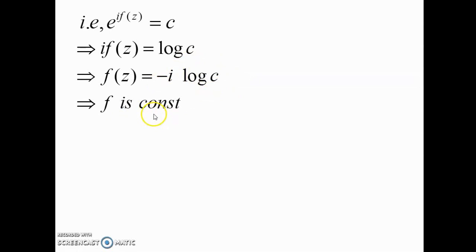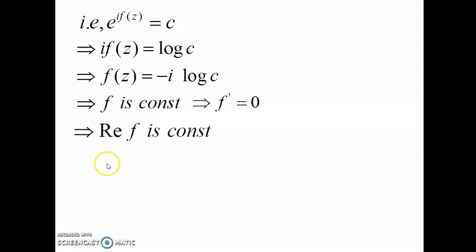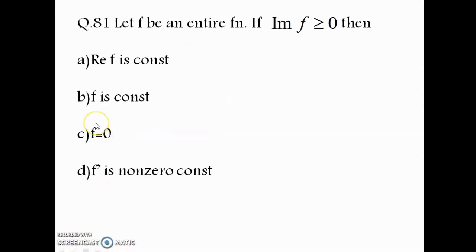When f is constant, its first derivative and all its higher derivatives are equal to 0. That is written here. f is constant doesn't imply f should be 0. It can be any constant. And f is constant means its real part and imaginary part both are constant. So now we'll check what are the correct options. So we got f is constant and real part of f is constant. So our correct options are A and B.